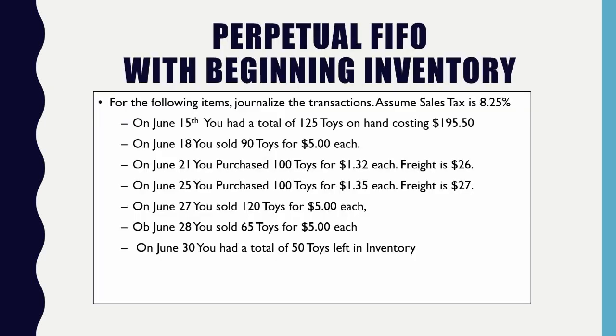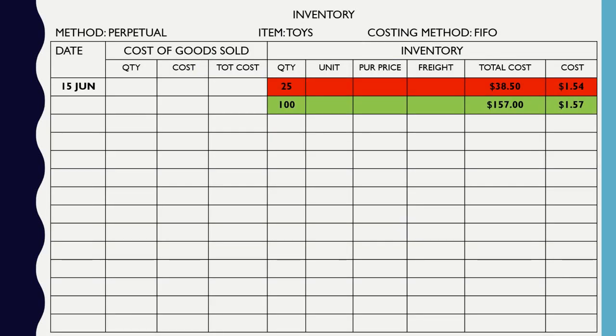Okay. So now it's June 18 and you end up selling 90 toys for $5 each. Same idea here. Does my first batch have enough to cover 90 units? No, you have to use all of it. We're going to use all of the red batch and then dip into the green batch, because we don't have enough of anything.